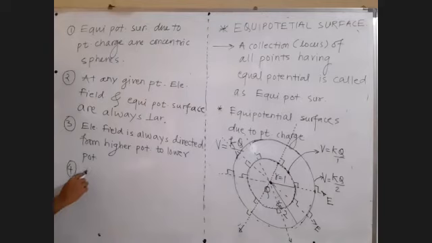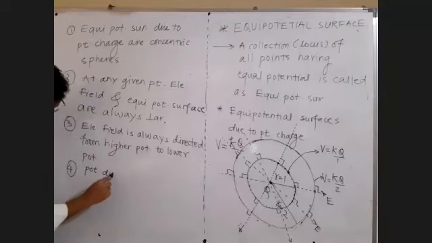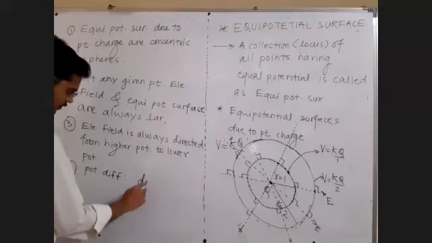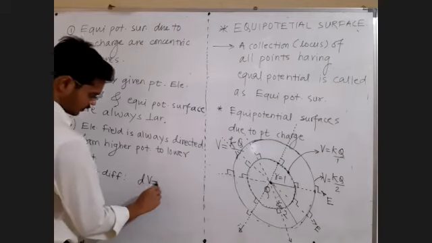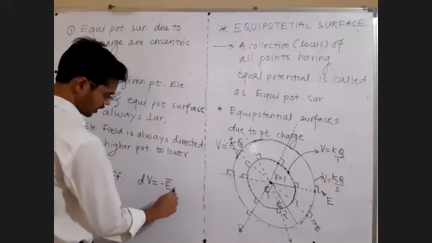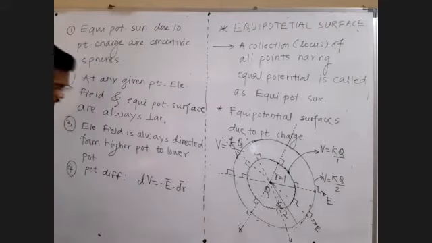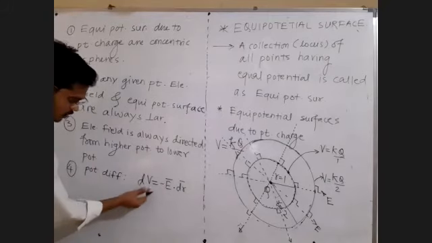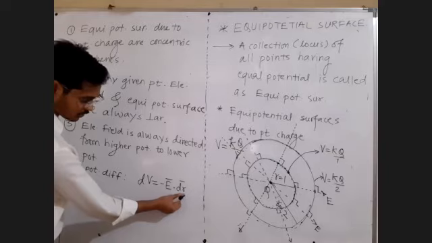What is the formula for potential difference between 2 points? Sir, you want the potential difference now? So I will write dV is equal to minus E bar dot dr bar. Yes, this is a very small potential difference between very close points. The distance between the 2 points is dr.